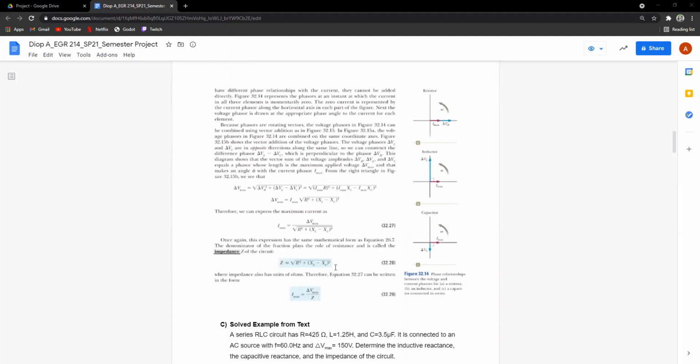Z is our impedance, and it is given in ohms. The R is our resistance of the circuit. It is also in ohms. Our XL and our XC: XL is inductive reactance, and XC is capacitive reactance. Both of those are also given in ohms.